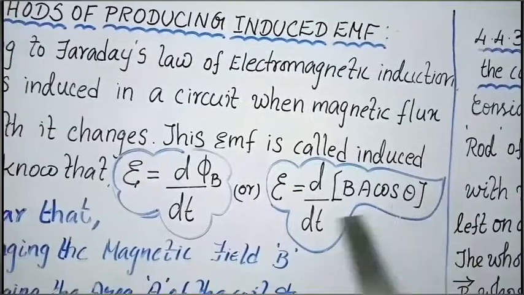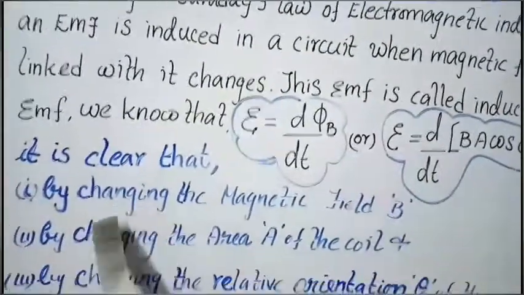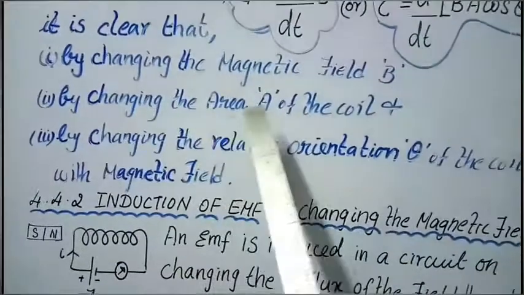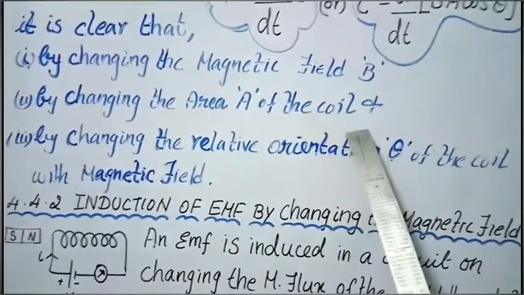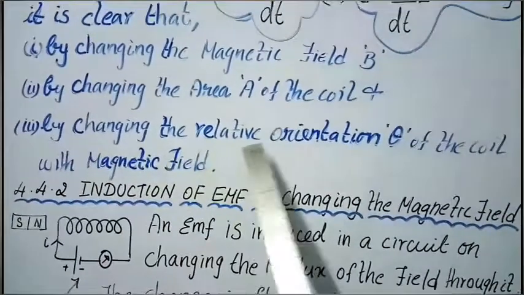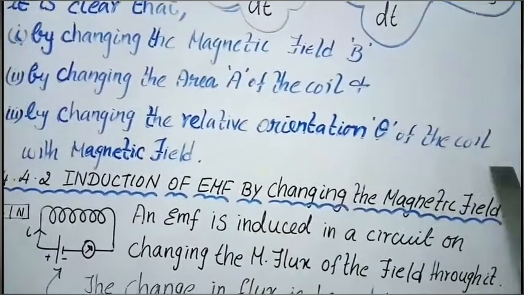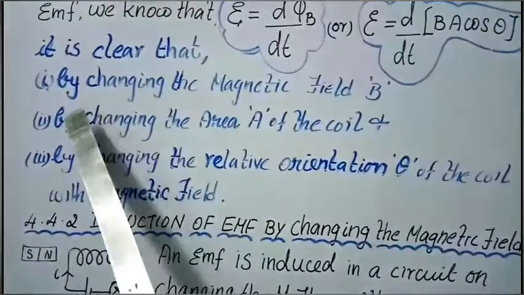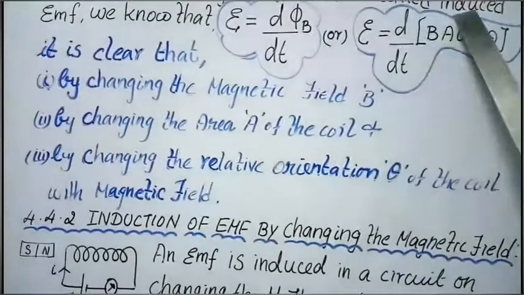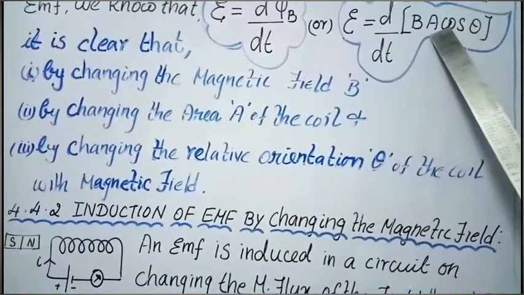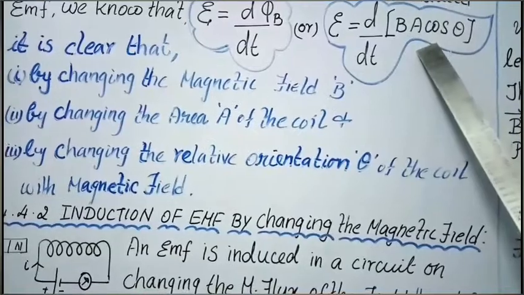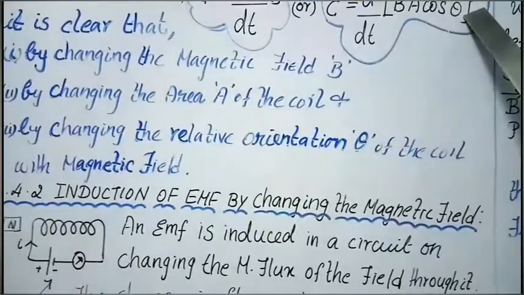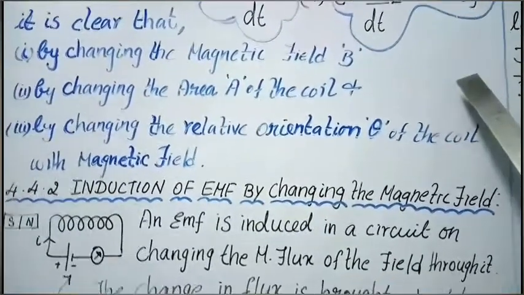It is clear that EMF can be induced by changing the magnetic field B, by changing the area A of the coil, or by changing the relative orientation θ of the coil with the magnetic field. These are the three changes: the first, changing the magnetic field B; the second, changing the area A of the coil; the third, changing the relative orientation θ of the coil with the magnetic field.